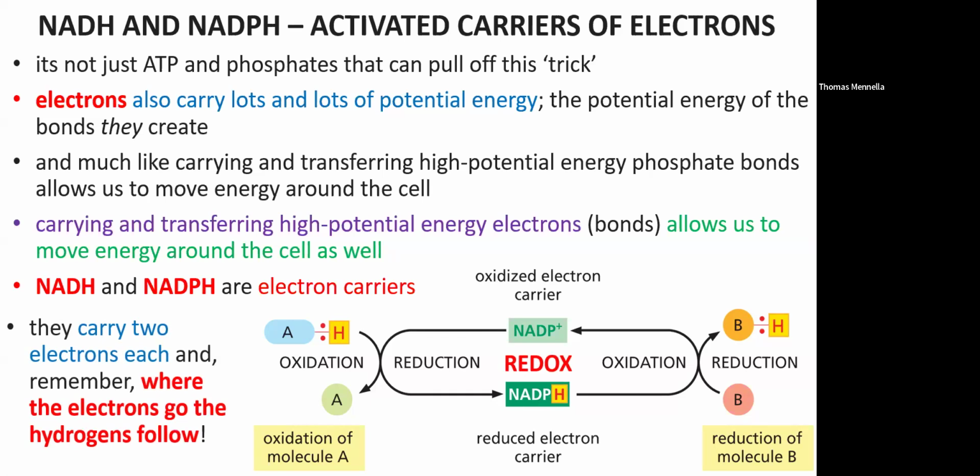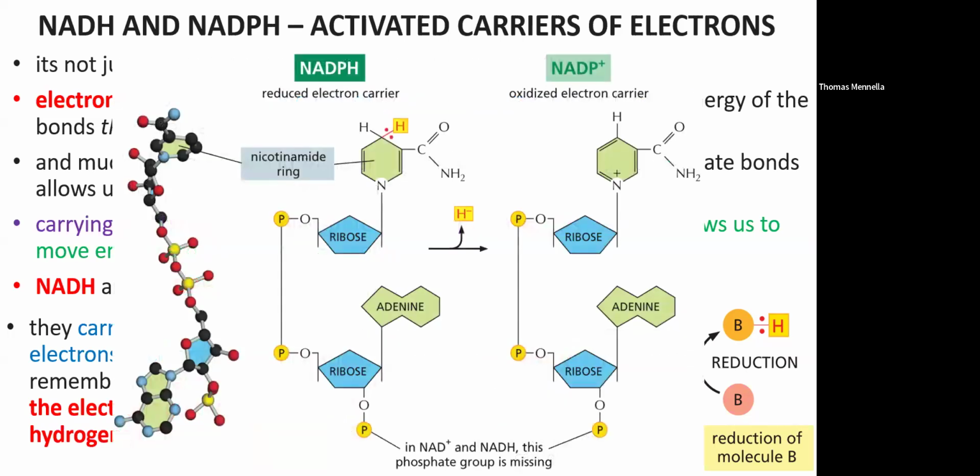And in fact, it was two redox reactions. A being oxidized while NADP was reduced, and NADPH becoming oxidized as B was reduced. So these activated carriers of electrons carry 2 electrons each, and because when you give something an electron, you've given it the opportunity to make a new covalent bond, and because hydrogen is so plentiful in the cell, typically with these redox reactions, where the electrons go, the hydrogens will follow. And so if we see something gain a hydrogen in the context of a redox reaction, we know that was the molecule that was reduced.